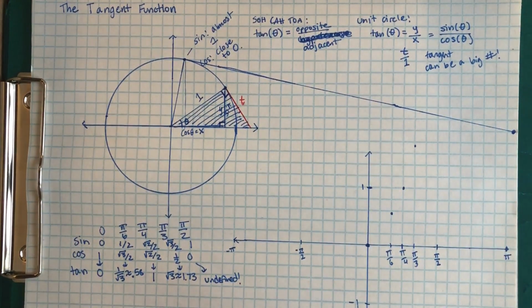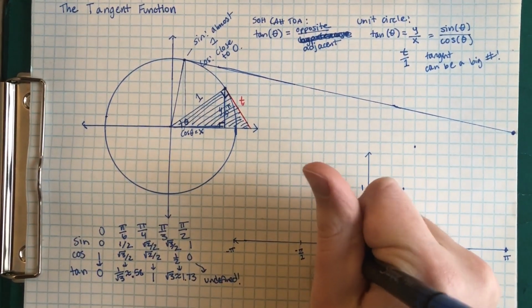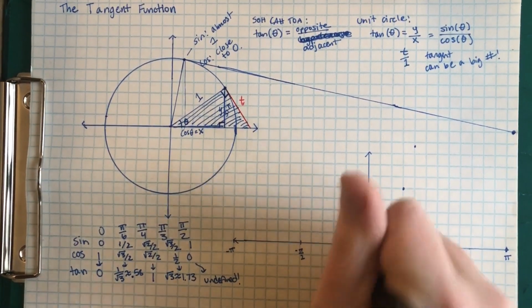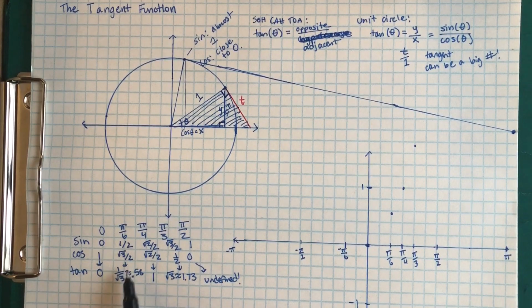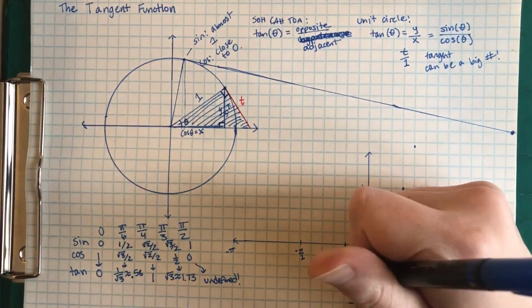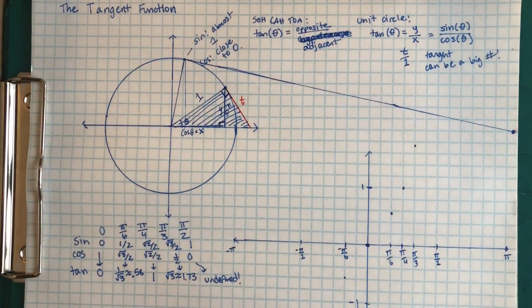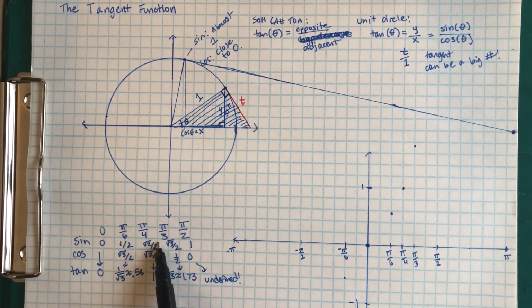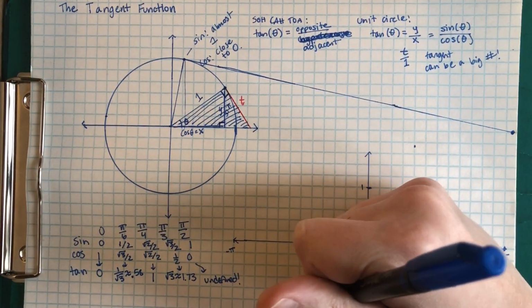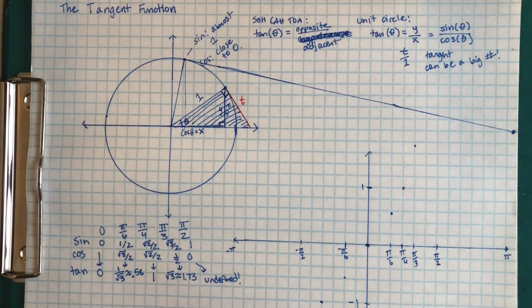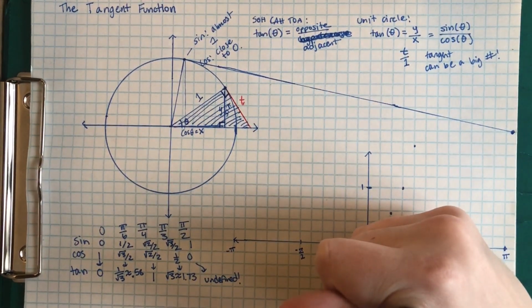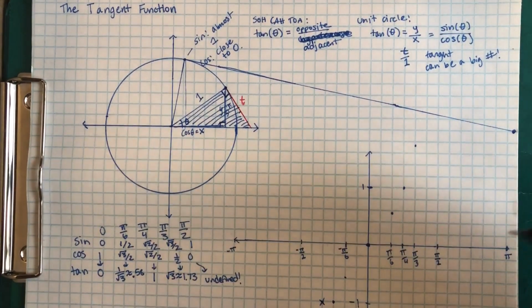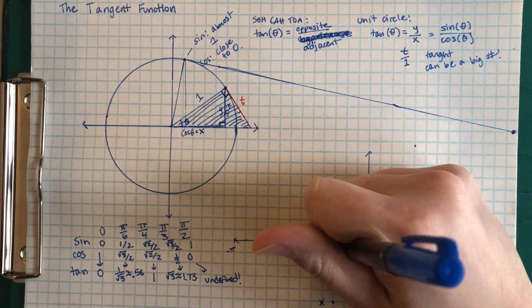So the tangent of negative pi over 6 would be negative 1/2 divided by this, and I would get negative 0.58. The tangent of negative pi over 4 would be down here. This would be negative, this would still be positive. When I divide them, I would get negative 1. Oops, I'm in the wrong spot. Here we go. This is not correct. This is negative pi over 4.